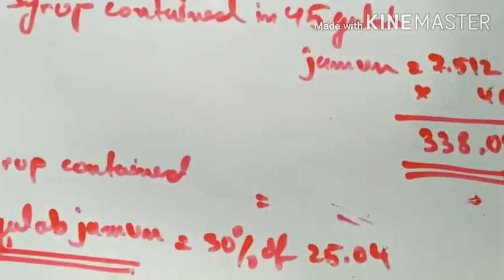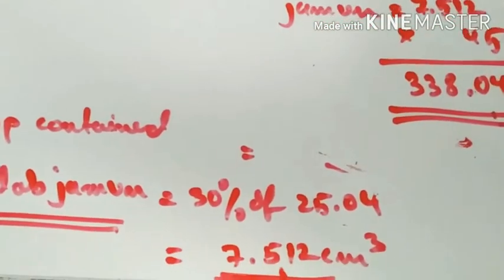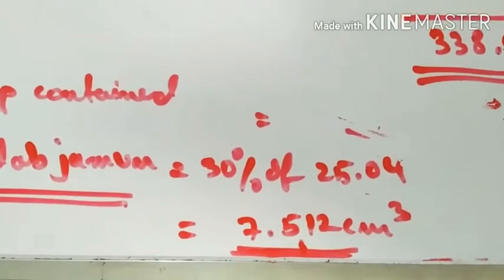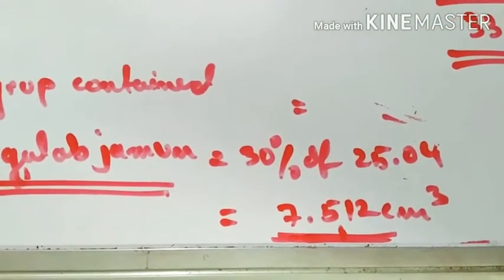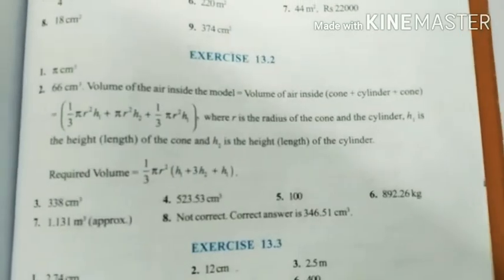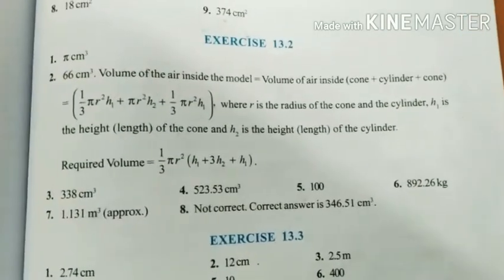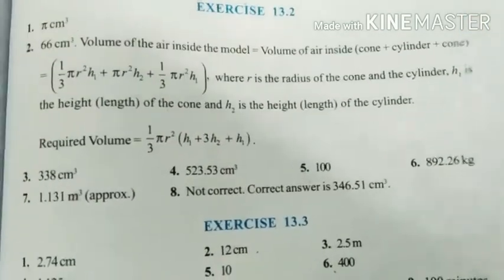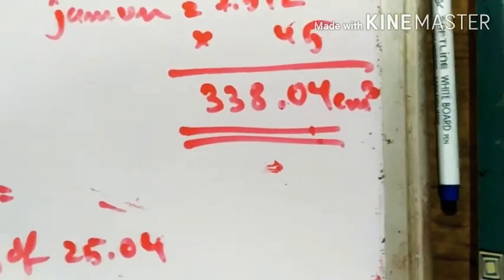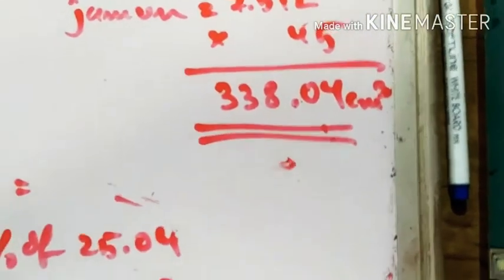Let's check the back answer one time. Exercise 13.2, question number 3. The answer is given as 338 centimeter cube. Our answer is 338.04 centimeter cube. Okay, no problem there, you can write this one.